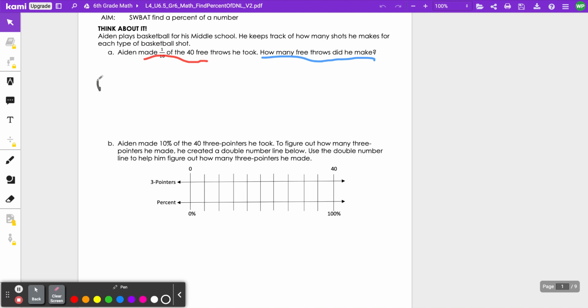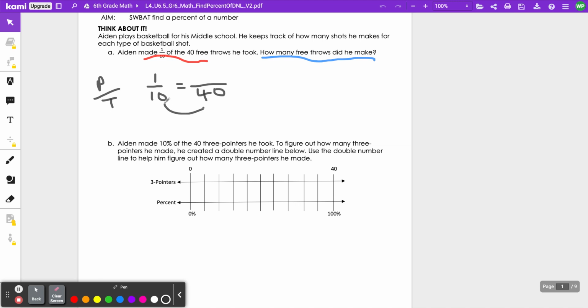So we want to have our part over our total. And our part is, well, we don't know. Well, we first know 1/10. And that is equal to, we don't know what the part is, but we know that Aiden took a total of 40 free throws. So we want to figure out what this is equal to.